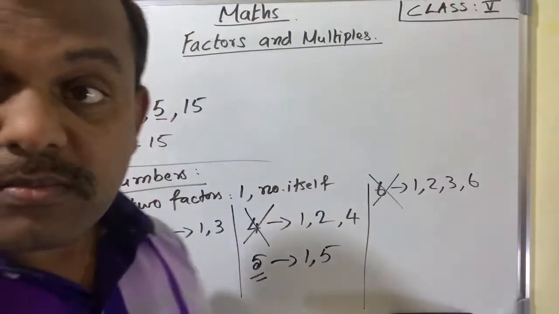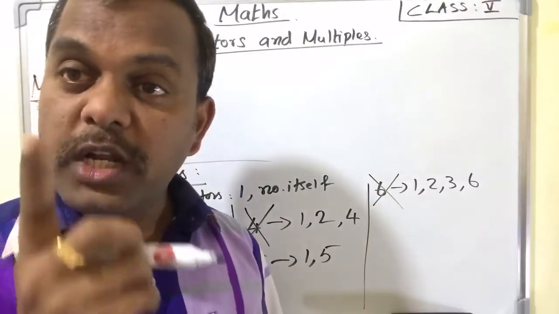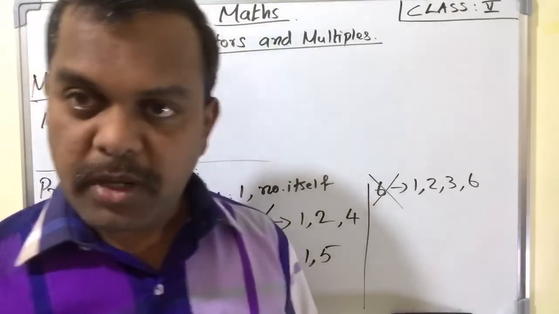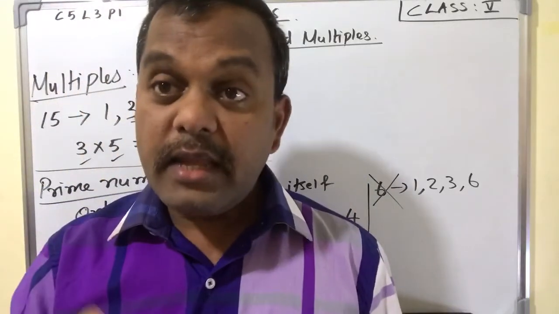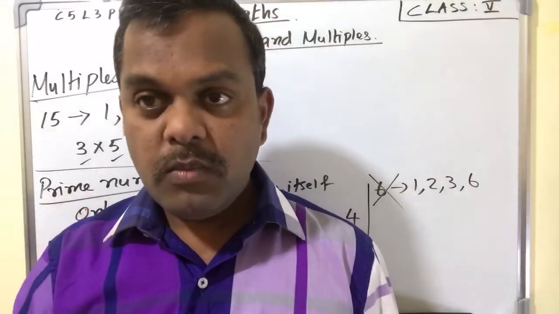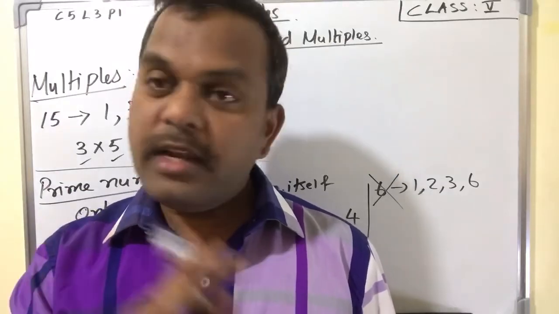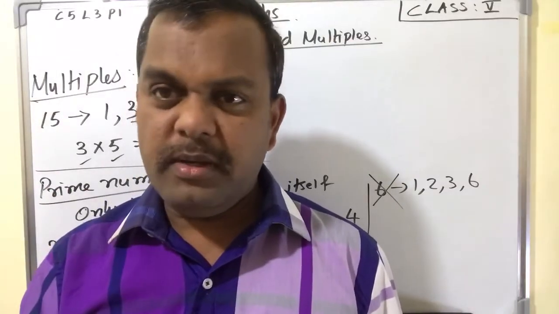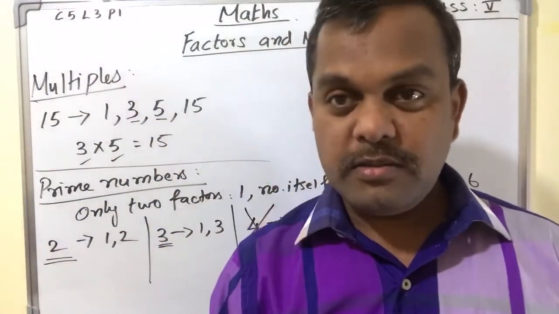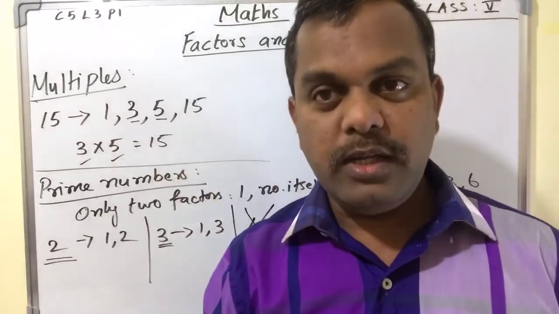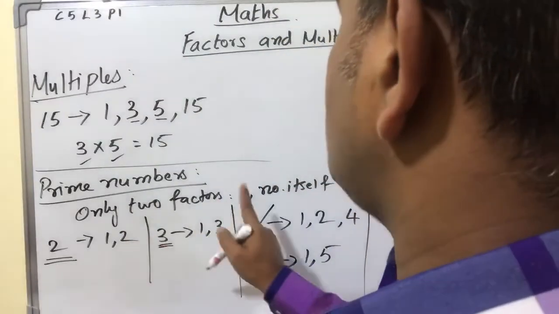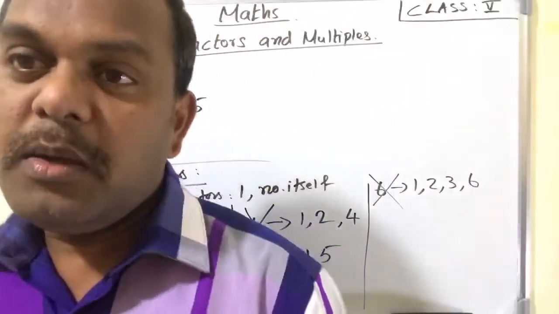Okay, 7. 7 is a prime number. Only 2 factors, 1 and 7 only. 8 is not a prime number. Understood? 9. How many factors does 9 have? 1 is a factor, 3 is a factor, and 9 is also a factor. So 9 is not a prime number. 10 has more factors. 10 is not a prime number. 11 has only 2 factors, 1 and 11 only. So a prime number means only 2 factors, 1 and the number itself.